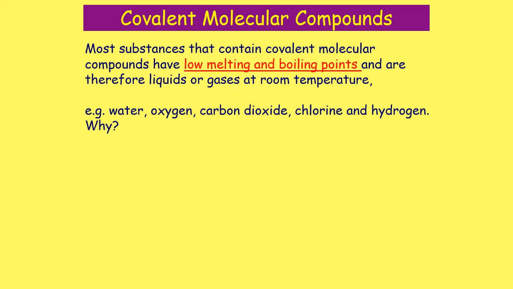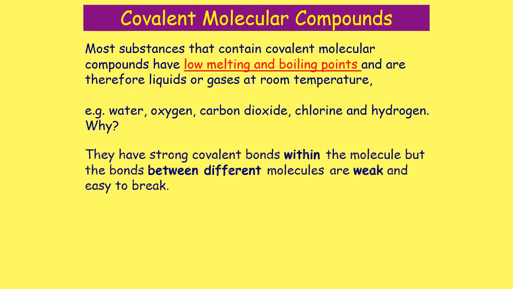Now, most substances that contain covalent molecular bonds have low melting and boiling points, which means that they are most likely to be a liquid or a gas at room temperature. So all the molecules from the previous slide, methane is a gas, water is a liquid, and carbon dioxide is a gas. So all things like water, oxygen, carbon dioxide, chlorine, and hydrogen have low melting and boiling points, but why?